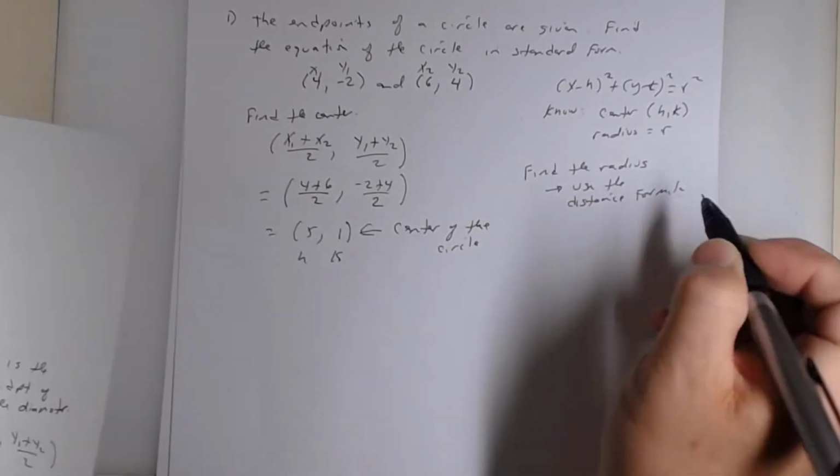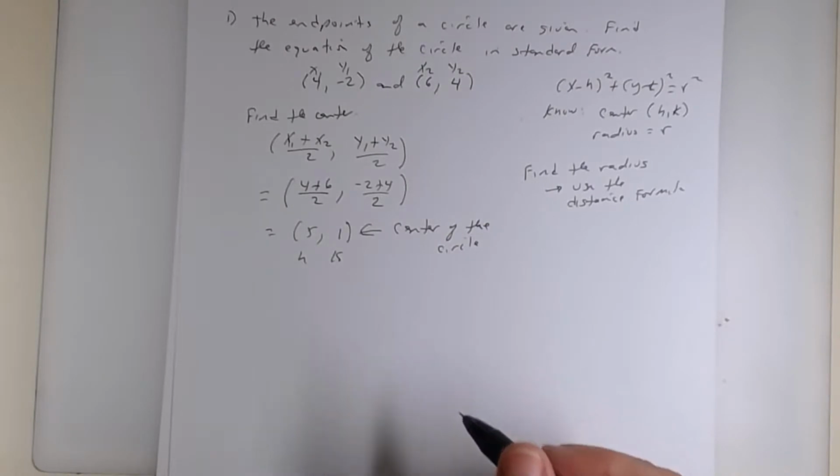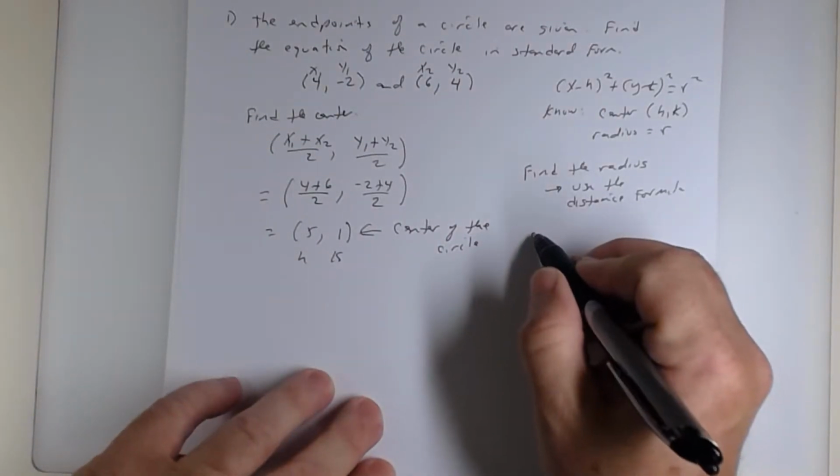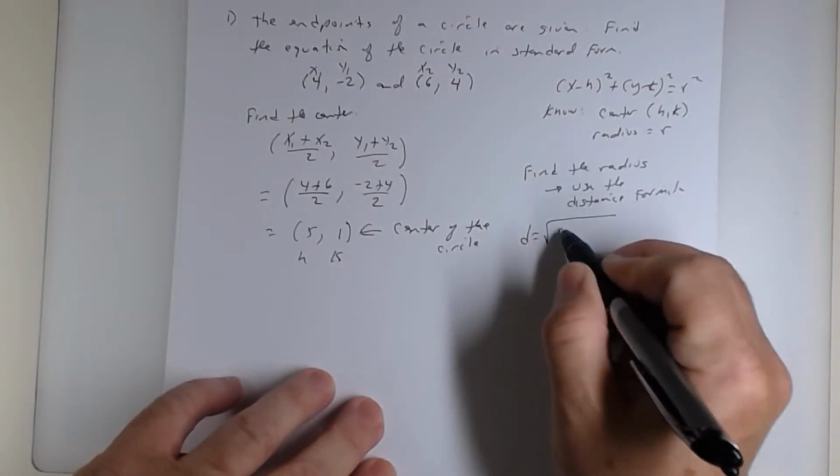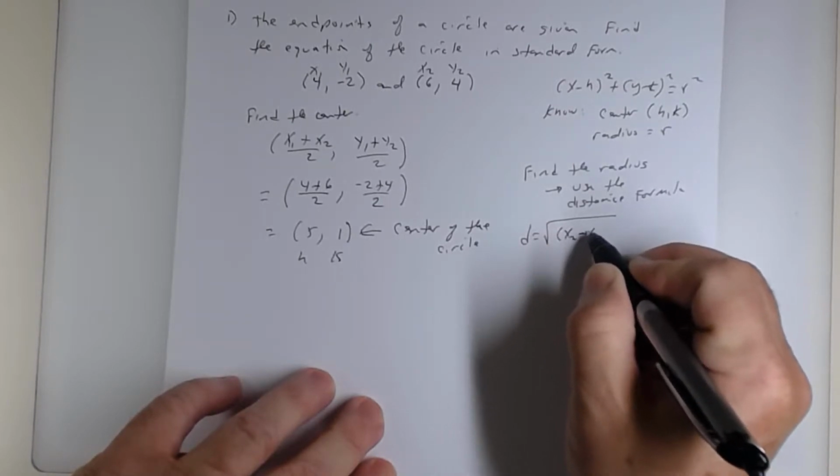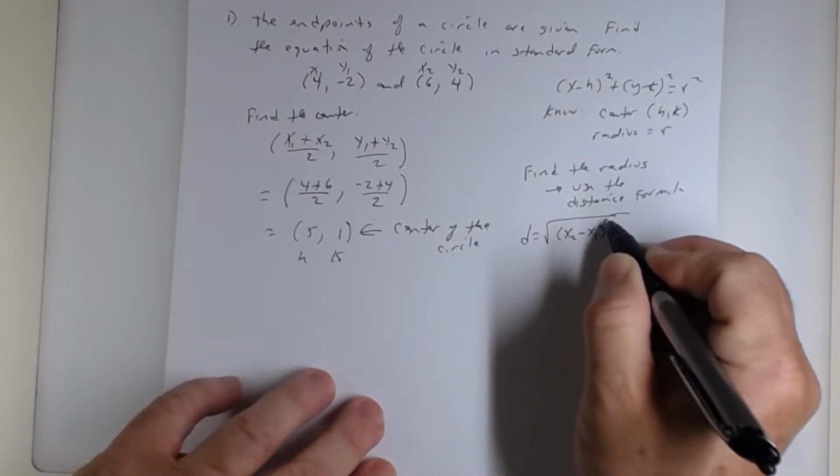Okay, so you can use the distance formula. Do you remember the distance formula? D equals the square root of x minus x1. Right, you subtract the x-coordinates and do what to those?